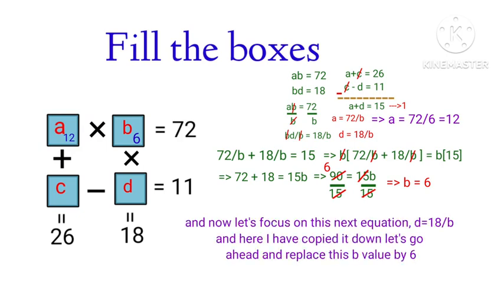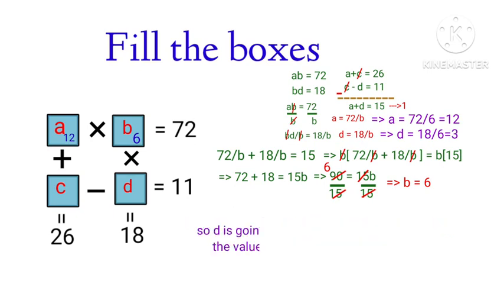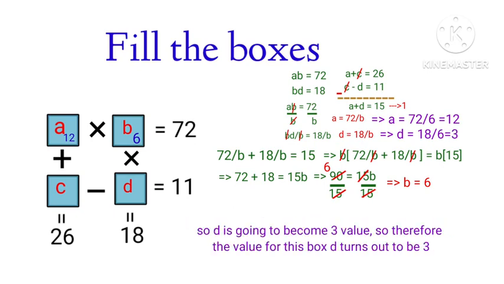And now let's focus on this next equation. D equals 18 divided by b. And here I have copied it down. Let's go ahead and replace this b value by 6. So d is going to become 3. Therefore, the value for this box, d turns out to be 3.